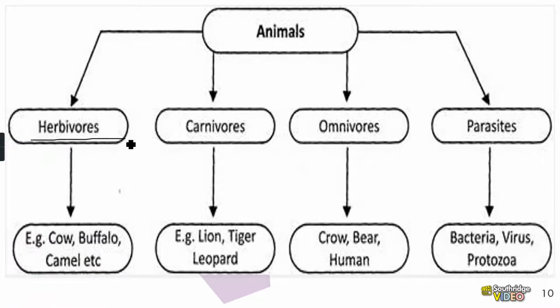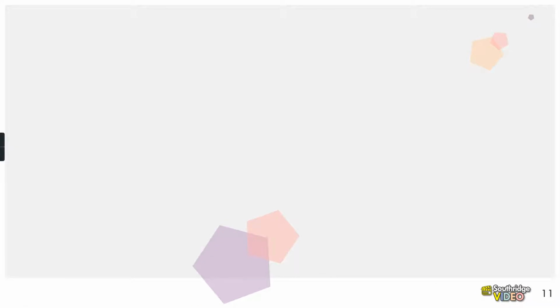So see, herbivores. Herbivores are the animals which eat only plants, like cows, buffaloes, camels, etc. Carnivores. Carnivores are animals like lion, tiger, leopard. Omnivores. Omnivores are those animals like crow, bears, and humans. Even humans are omnivores. Parasites. Parasites are microorganisms like bacteria, virus, protozoa, fungi, etc. Now let's learn about them one by one.